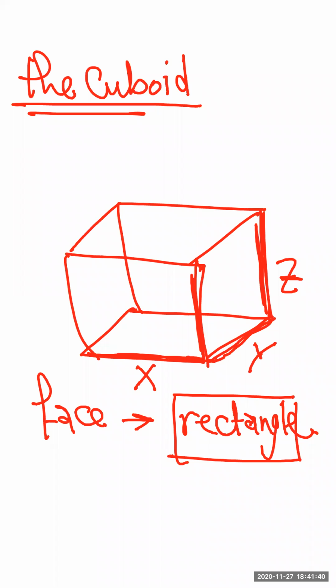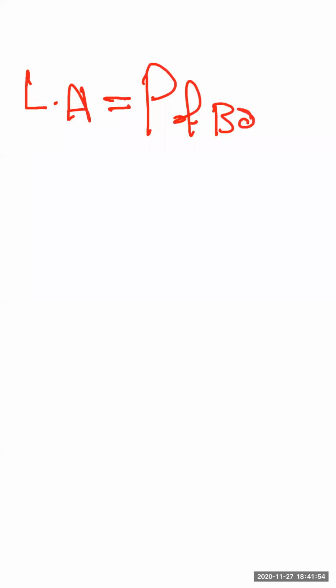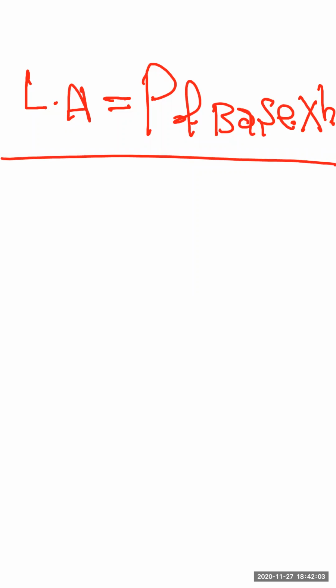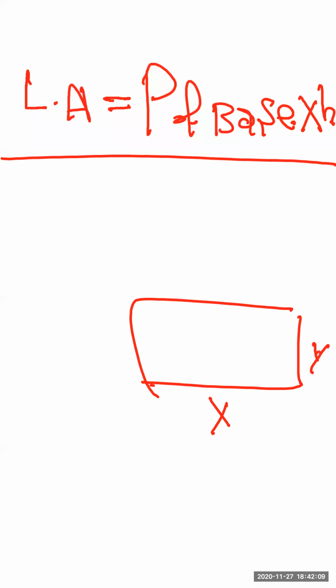Okay, lateral area equals the perimeter of the base times height. So let me write the rules. Lateral area equals perimeter of base times height. That's it. So perimeter of the base, it's a rectangle. We said that this one is x and this one is y. So perimeter of this one means x plus y times 2. Are we okay till now? Yeah, okay, times height.